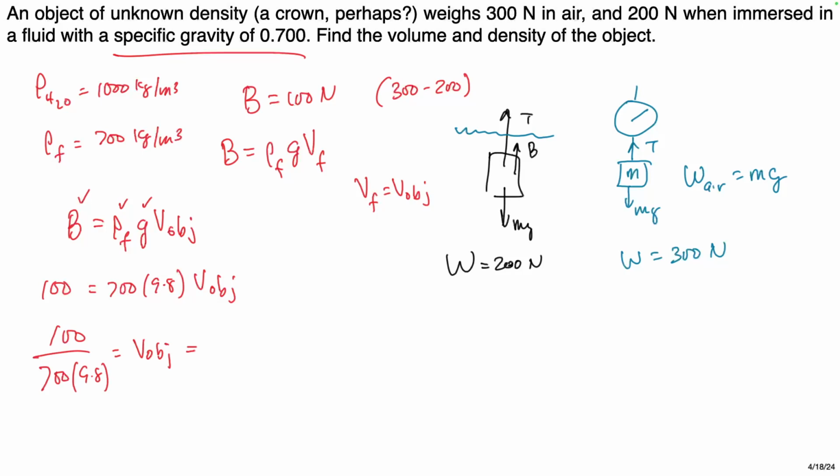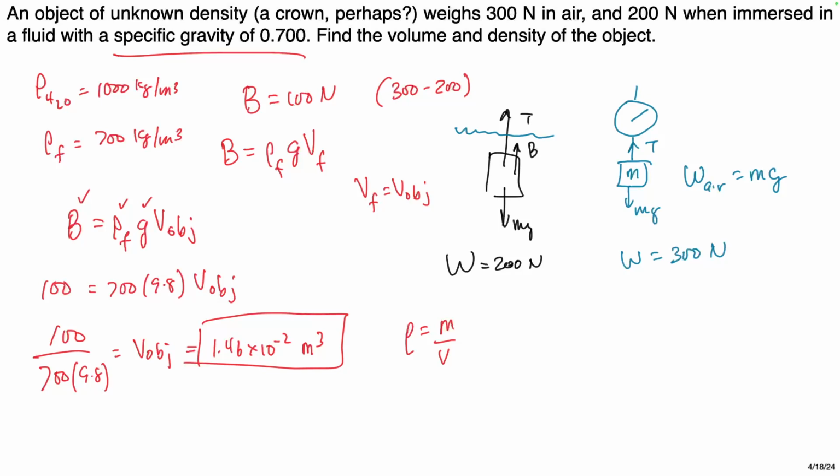I have 1.46 times 10 to the minus 2 cubic meters. All right, we know the volume. We're going to find the density. So there's my volume. They asked me for volume, so I better box it. Density is mass divided by volume. So I've got the volume.